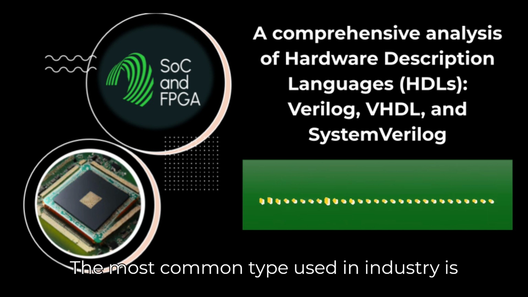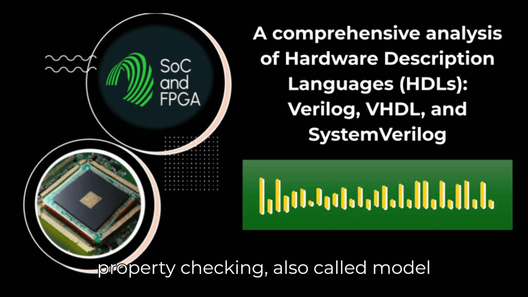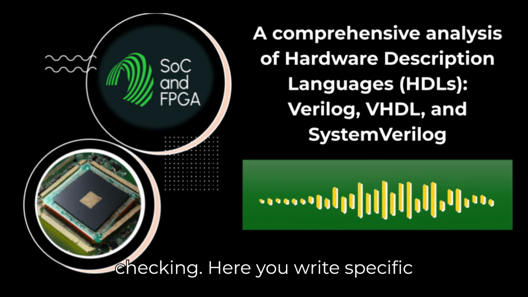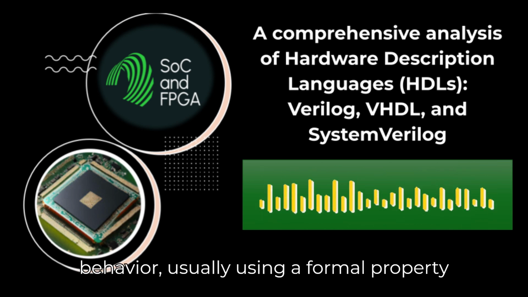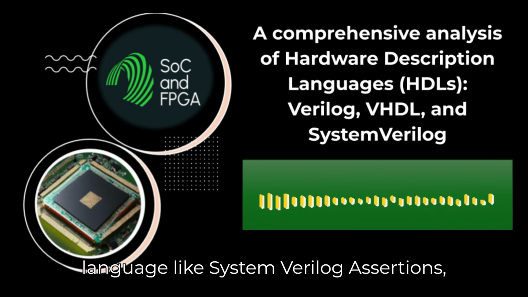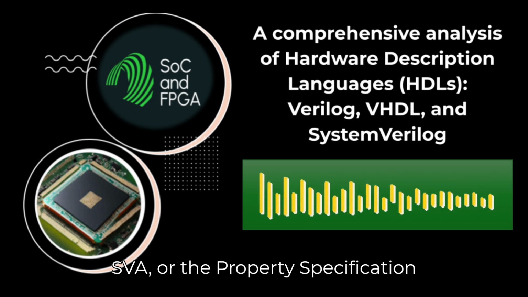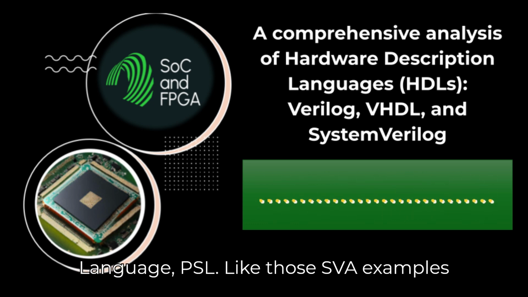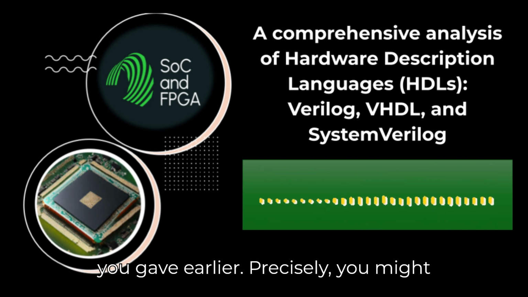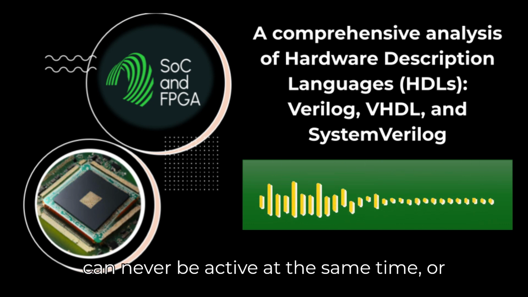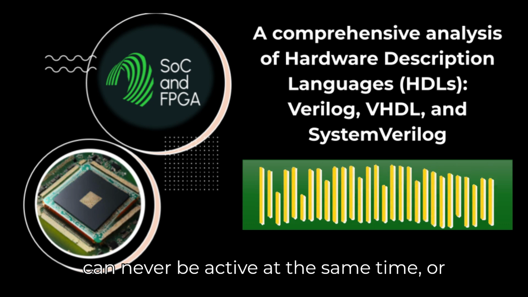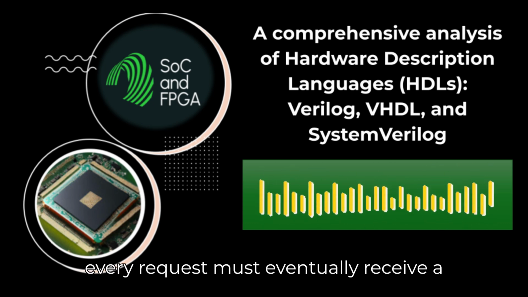The most common type used in industry is property checking, also called model checking. Here, you write specific properties about your design's intended behavior, usually using a formal property language like SystemVerilog assertions, SVA, or the property specification language, PSL. Like those SVA examples you gave earlier. Precisely. You might assert, the FIFO full and empty signals can never be active at the same time, or every request must eventually receive a grant.